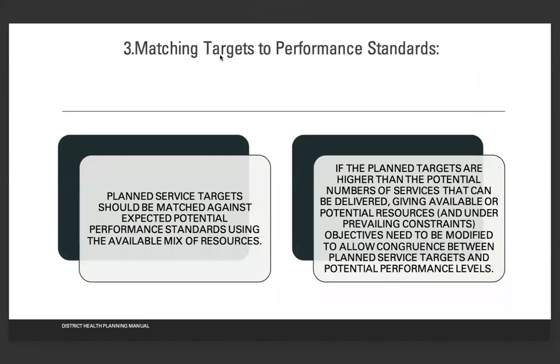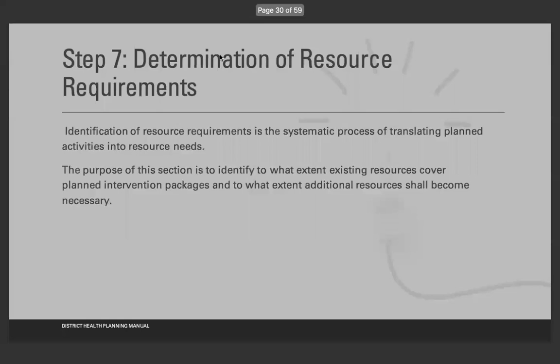Matching target to performance standard. Planned service targets should be matched against expected potential performance standards using the available mix of resources. If the planned targets are higher than the potential number of services that can be delivered, given available or potential resources and under prevailing constraints, objectives need to be modified to allow balance between planned service targets and potential performance levels.